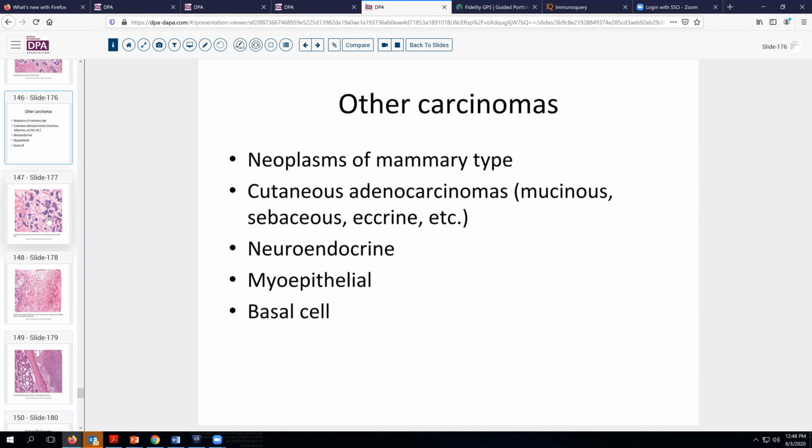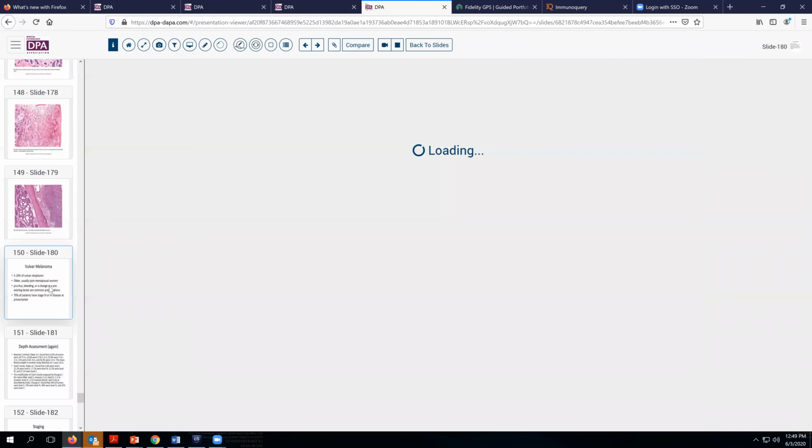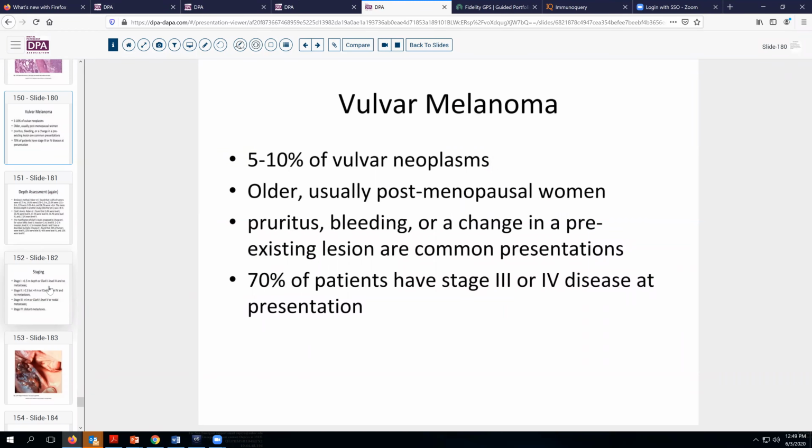Now, there are obviously other carcinomas that we can see here. I've mentioned Merkel cell neoplasias, mammary-type neoplasms, adnexal carcinomas, mucinous, sebaceous, basal cell, and so forth. Let's see, where do we want to go? So let's take the last few minutes and talk about vulvar melanomas.